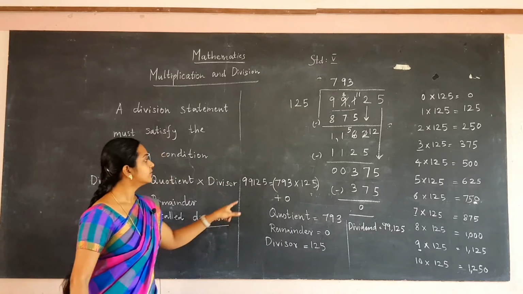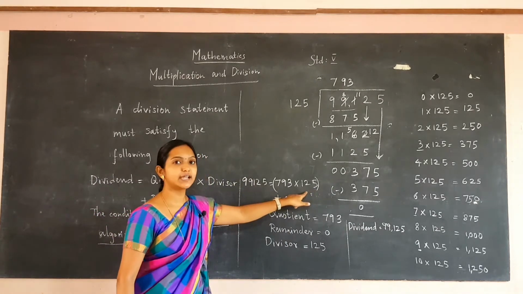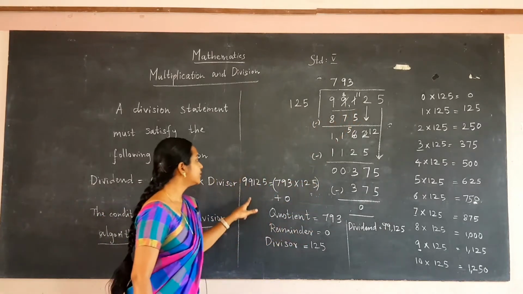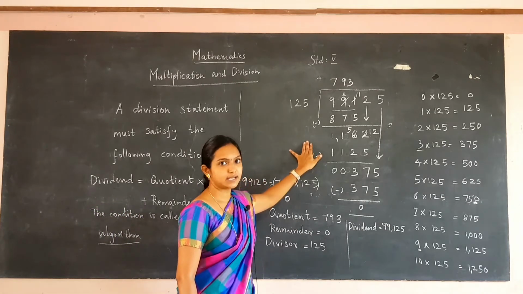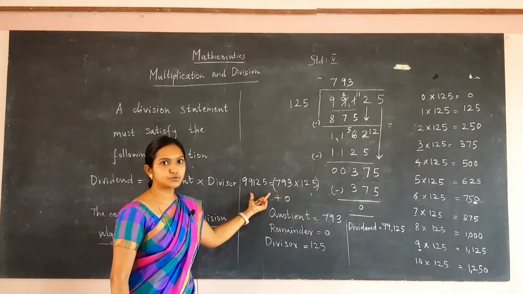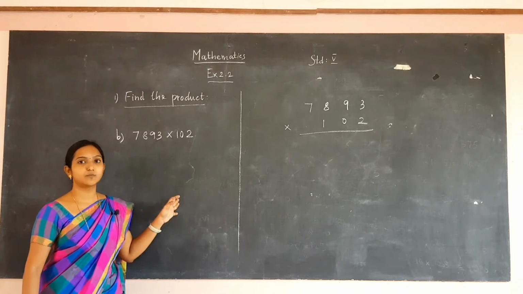See here, when you multiply 793 and 125, you should get the same number, that is 99,125 as answer. If you get it, then your division is correct. Now we are only going to verify whether this condition is true or not. Now we are going to solve exercise 2.1 problems.